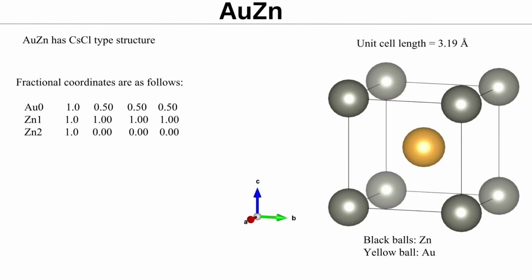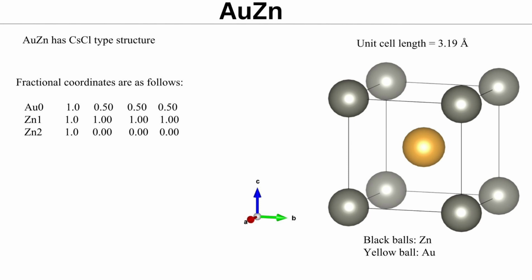Finally, we have the gold zinc alloy, AuZn. This has the simple cesium chloride structure. This is a very simple cubic structure. You can think of it as two interpenetrating simple cubic lattices. One lattice, made up of yellow Au atoms, has an atom at the body center. The other lattice, made up of the black zinc atoms, has atoms at the corners.